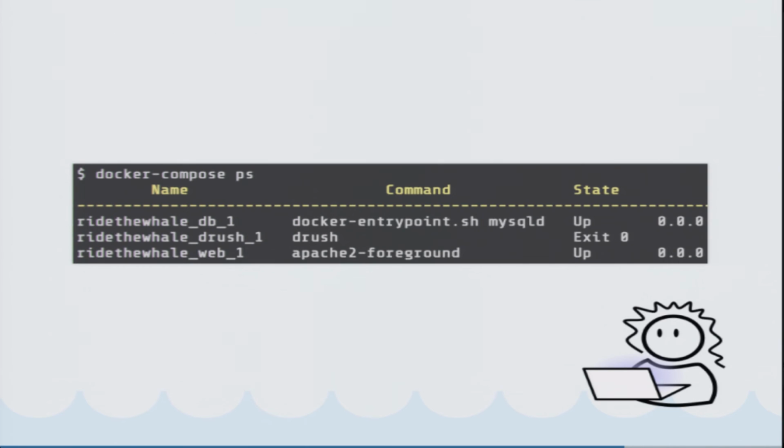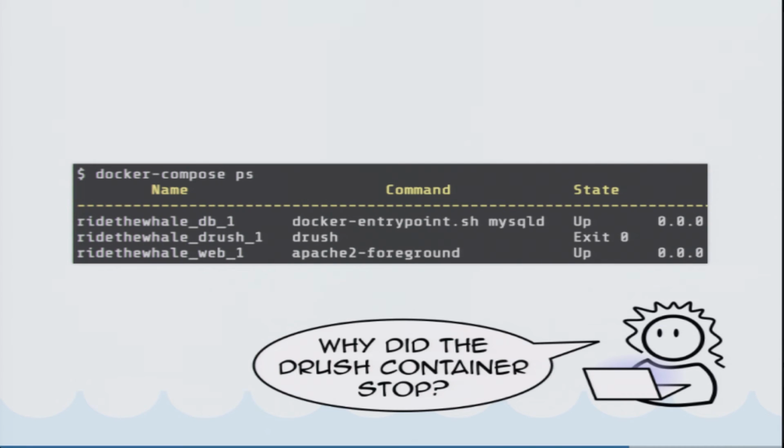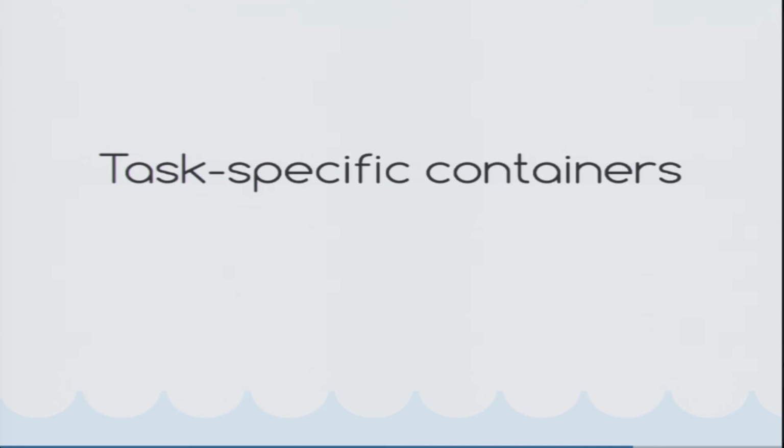Okay? We re-up our container set, and we do a Docker compose PS to see what our container sets are doing, and you'll notice something weird. Wait, the Drush container is not running. Why did the Drush container stop when everything else is running? Well, there are actually task-specific containers in Docker.